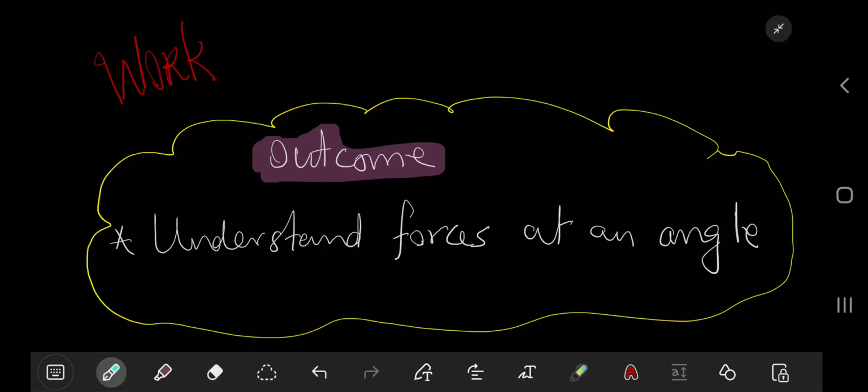Welcome to another video for MS100. In this video I'll be focusing on work, which is a grade 12 topic, and the outcome for this lesson is to understand the forces which are acting at an angle. So it's actually to understand the work done by forces which are acting at an angle.